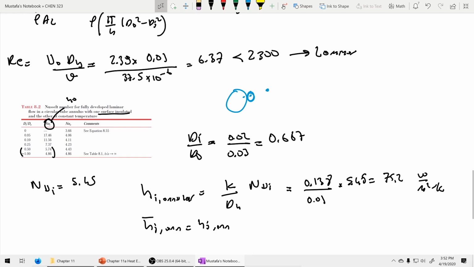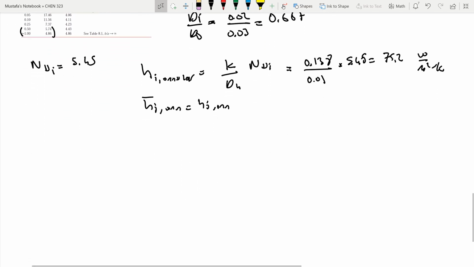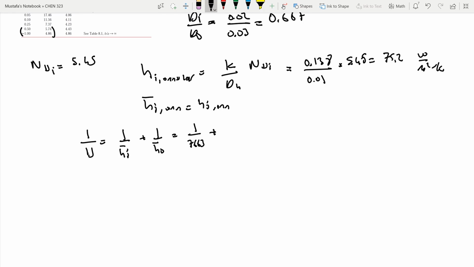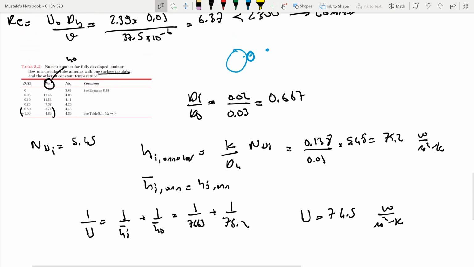So that means the overall heat transfer coefficient U is equal to 1 over H inner plus 1 over H outer. So this is going to be 1 over 76.63 plus 1 over 75.2. So if you plug in everything, you get U is 74.5 watt per meter square per Kelvin. So we assume here, okay, to be able to use this graph, we assume one surface is insulated, the other surface is at constant temperature.